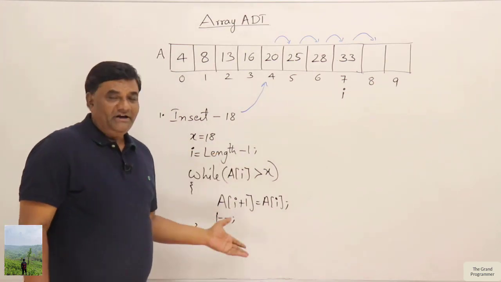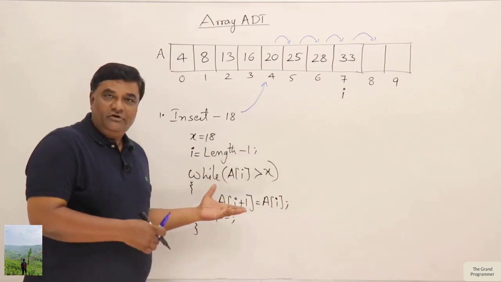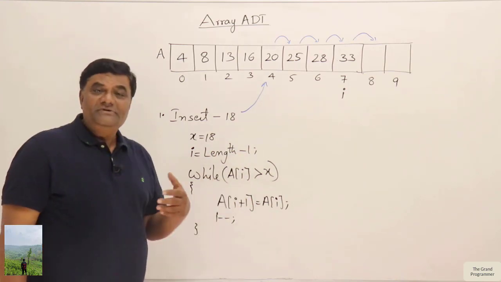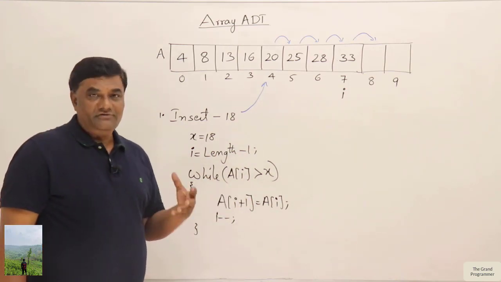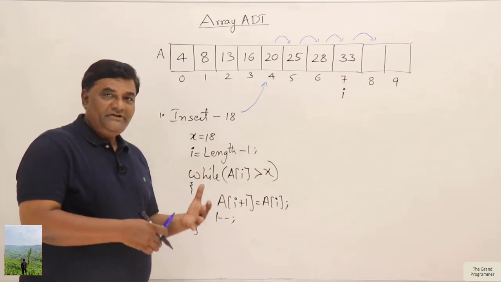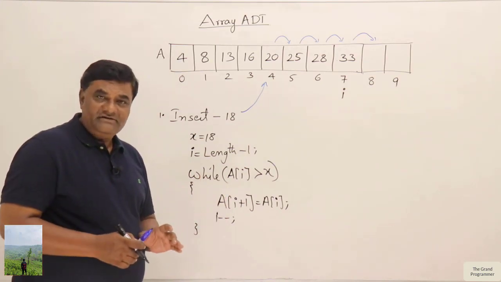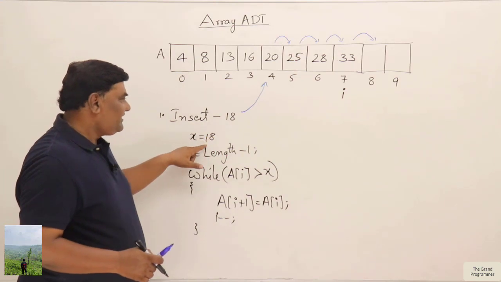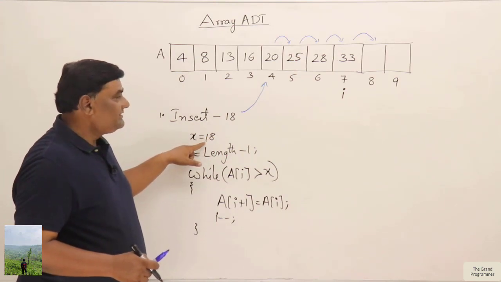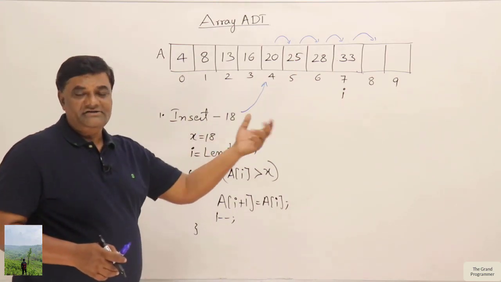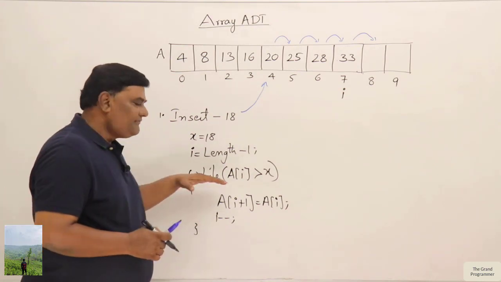So using a while loop, I have written the code. Even I can use a for loop also. But a for loop is useful when you know how many times you are going to repeat, and with a while loop, we don't know how many times we are going to repeat. We have to repeat based on the condition that this element is greater than x, then shift it. So I have used a while loop.